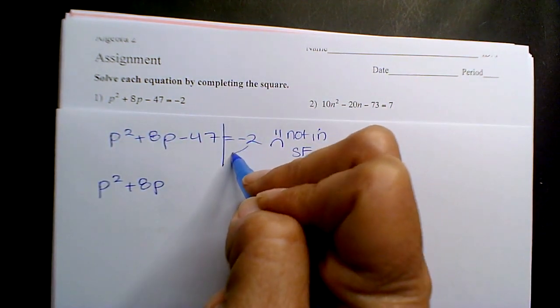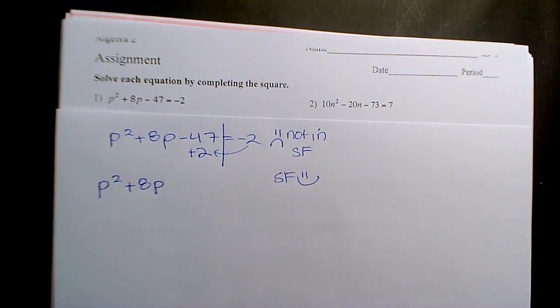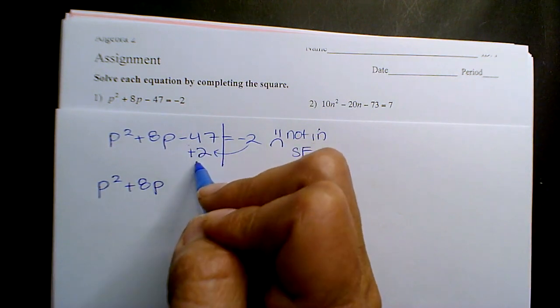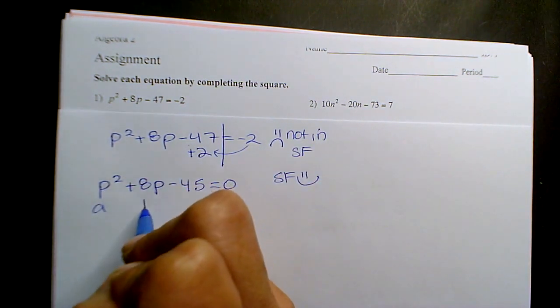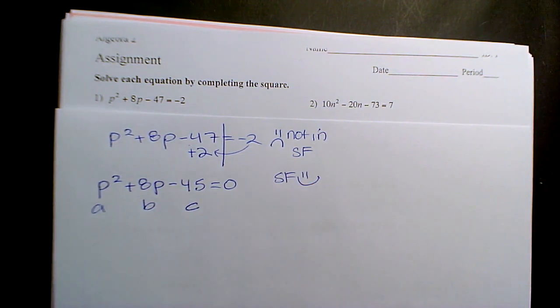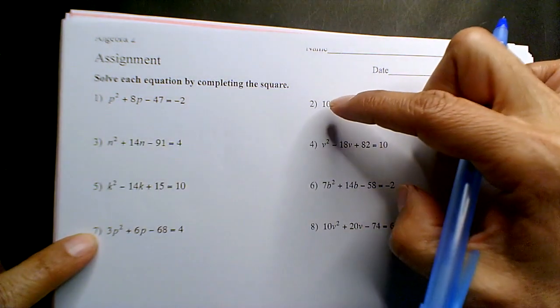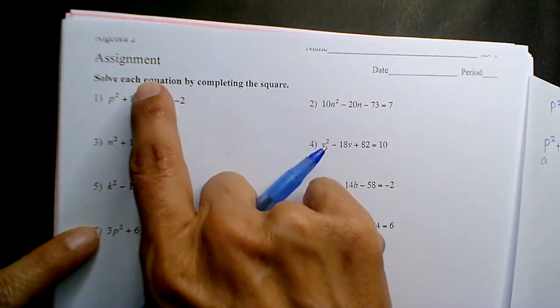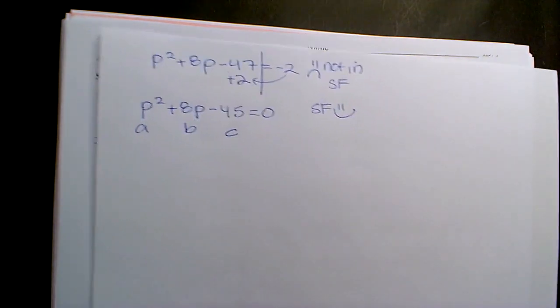All right, so if I take it over, it'll be plus 2. Inverse operation, right? So then negative 47 plus 2 is negative 45 equals 0, A, B, C. Okay, so make sure, in the beginning, this worksheet is when the A value is 1. Oh, I take that back. You got 2, 6, 7, and 8. So we'll focus on 1, 3, 5, 4 this week, okay?